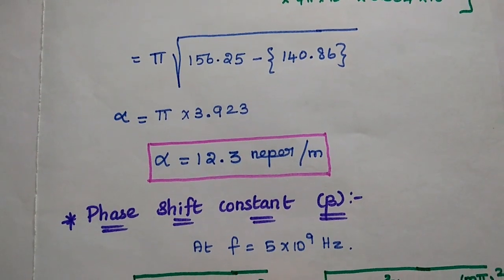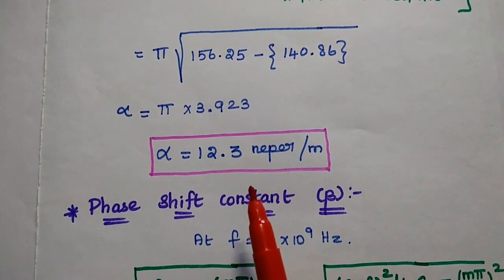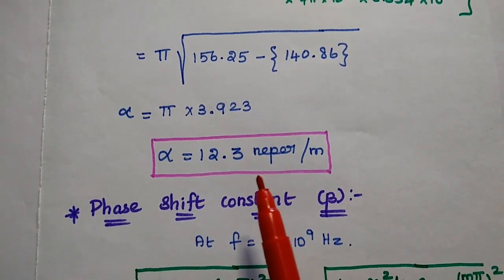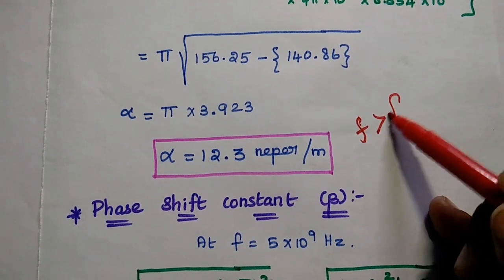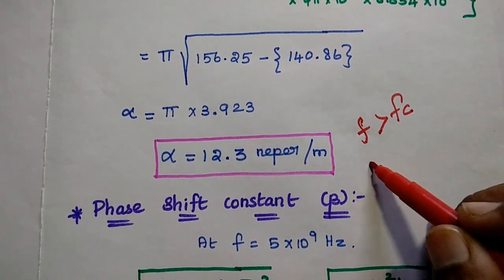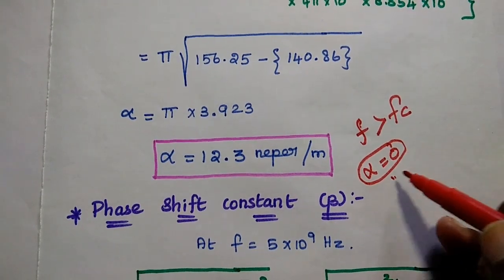Do you all understand this one? So whenever the operating frequency is less than the cutoff frequency, the alpha value is not equal to 0. If the operating frequency is greater than the cutoff frequency, then alpha value is equal to 0. Do you all understand this concept?